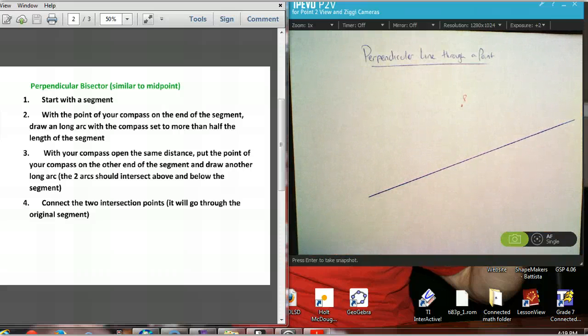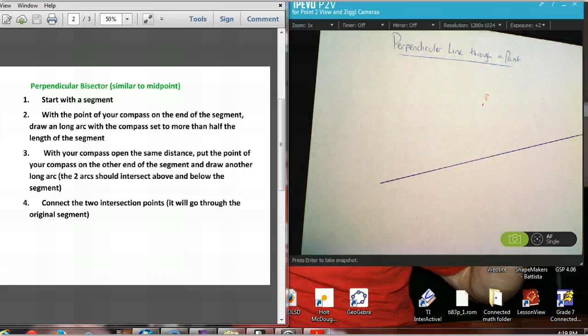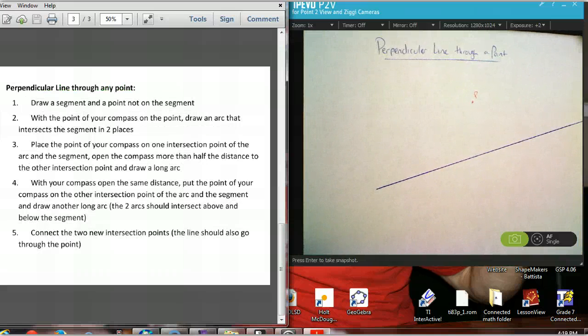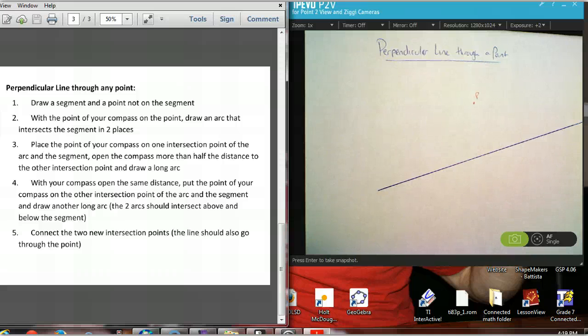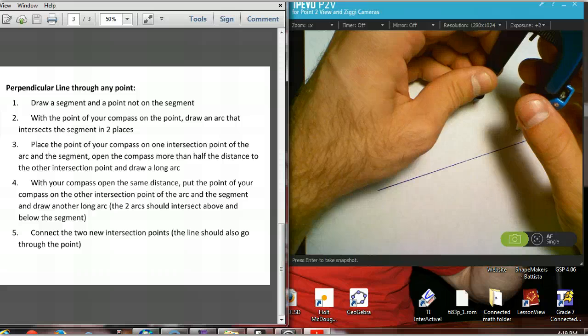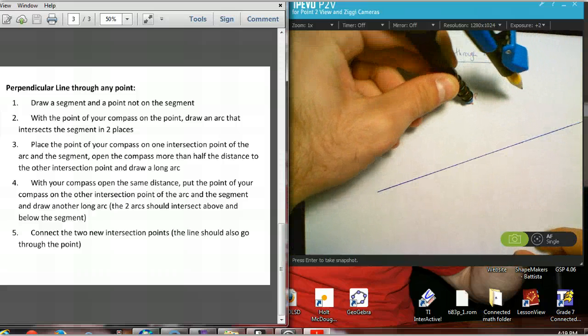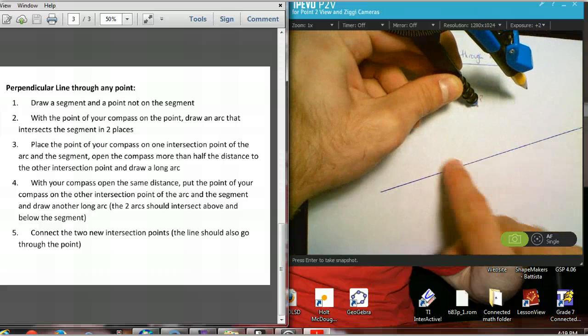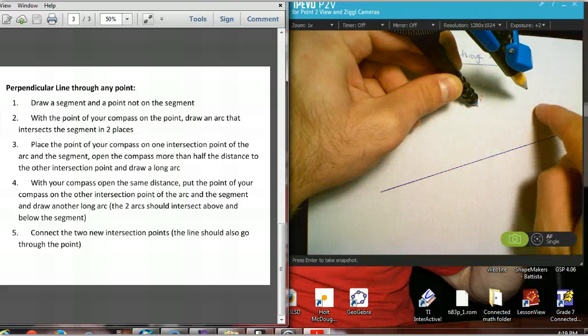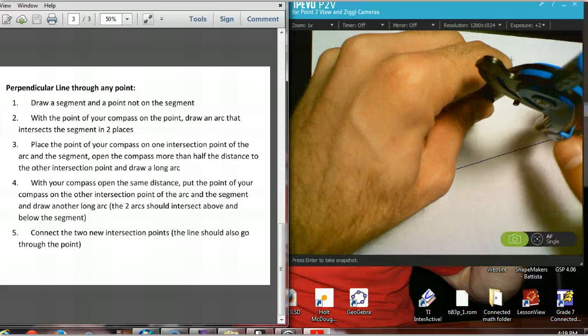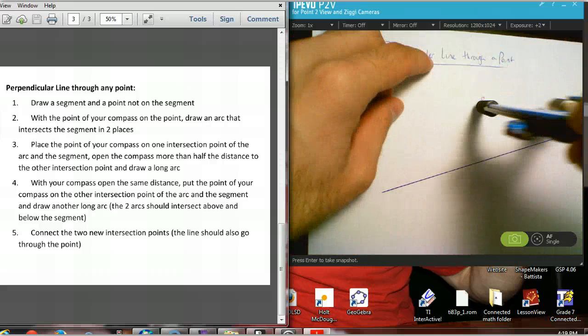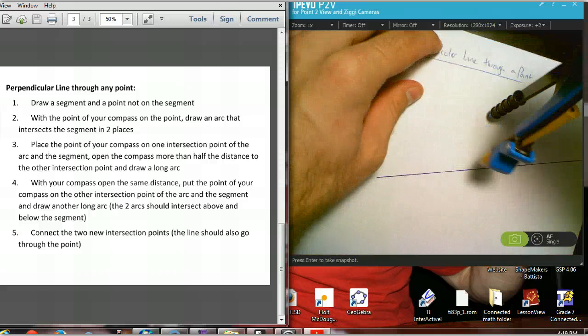To create a perpendicular now, we need to use our compass and draw an arc from our point, point P. This arc needs to go through and intersect this line at two different places, so it needs to be big enough to intersect at two different places. So let's try that here.